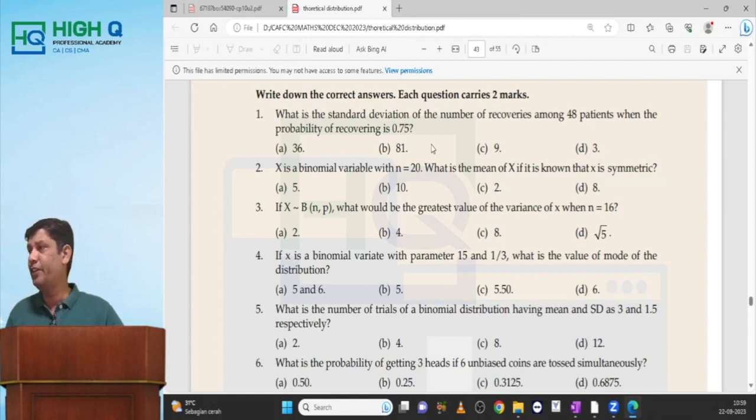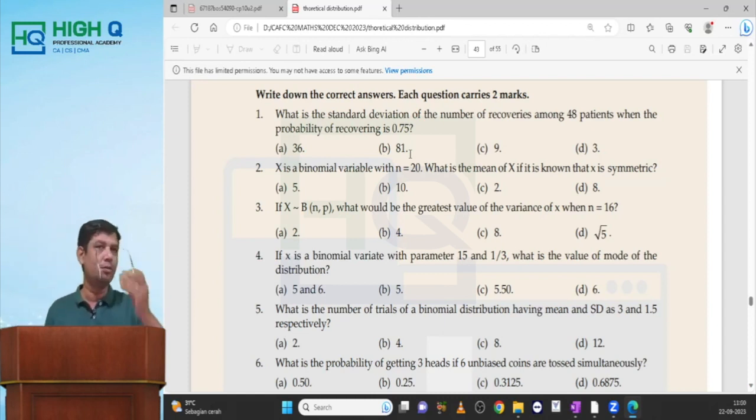Now, how are you feeling, my dear, about binomial, that is theoretical distribution? It's very simple. Next one. X is a binomial variable with n equal to 20. What is the mean of X, known to be symmetric? Underline the word symmetric. The meaning of symmetric is that P is 1 by 2. What is the mean equal to? 20 into 1 by 2. What is the answer? 10.